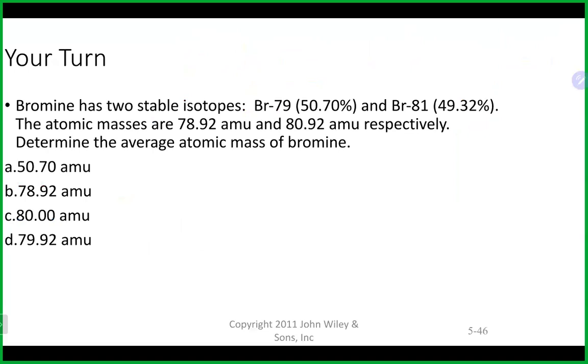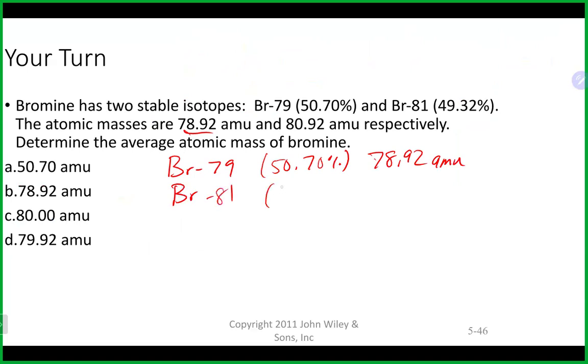So we're going to use our formula. We basically have, in this case, two isotopes. We have bromine 79, which has a percentage of 50.70% and a mass of 78.92 AMU. We also have bromine 81 that occurs about 49.32% and has a mass of 80.92 AMU.